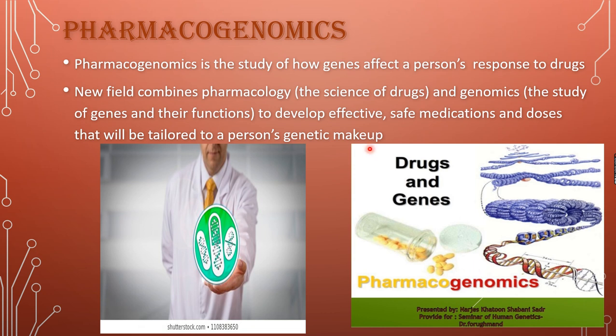For what purpose are we studying this new field? To develop effective, safe medication. Treatment can be given in a very effective way, and the correct dose can also be given, if we know a person's genetic makeup. Each person's genetic makeup and genes show different responses to the drugs. So the study of how genes affect a person's response to drugs is called pharmacogenomics. Is it clear, ma'am?